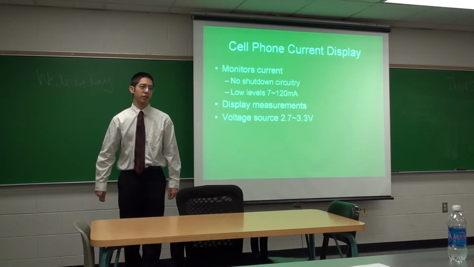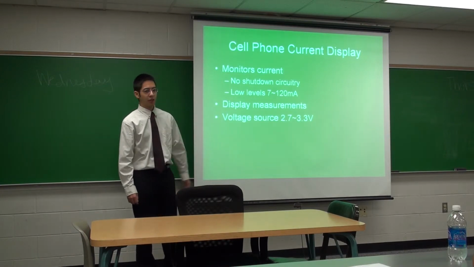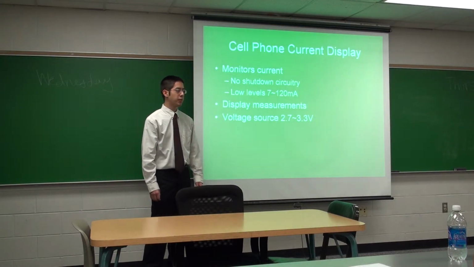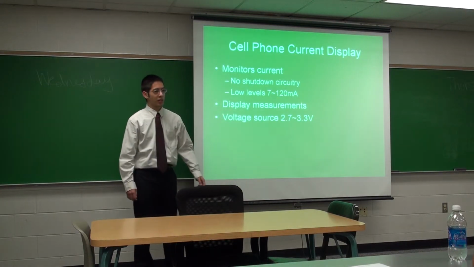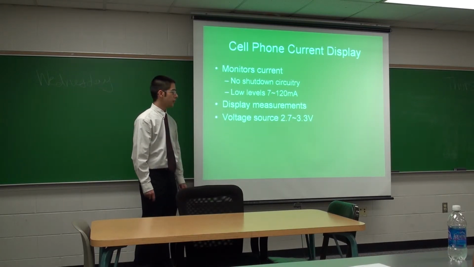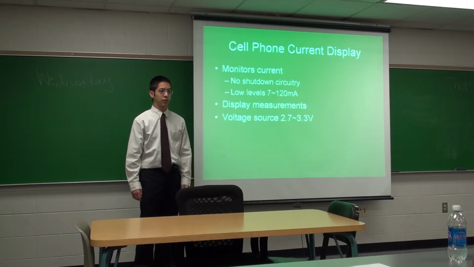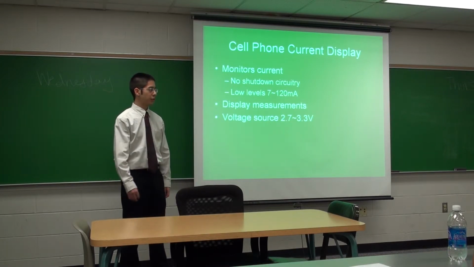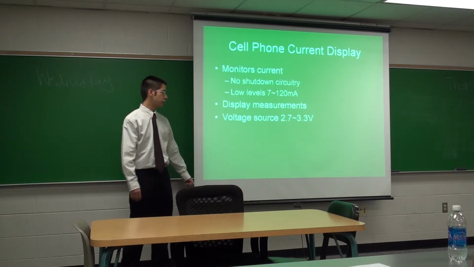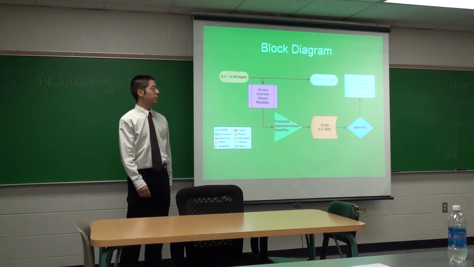I'm Kenji Aono. I'll be talking about application 2, which is current monitoring inside a cell phone. In this application, we don't need to turn off power if it exceeds a certain threshold, but we are dealing with currents down in the 7 to 100 milliamp range, which is less than 1% of our previous application, so accuracy is key in this one. We are going to display the current being drawn to an LCD so the user knows how much current is being drawn. Our voltage source varies from 3.3 volts on a full charge to 2.7 volts when the battery is near depletion. And here's our block diagram.